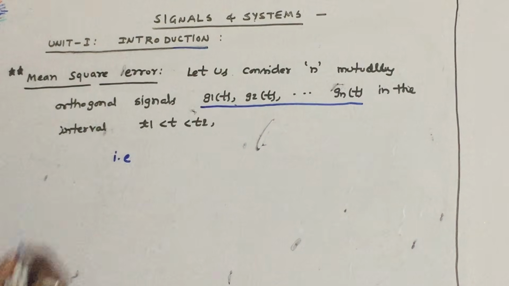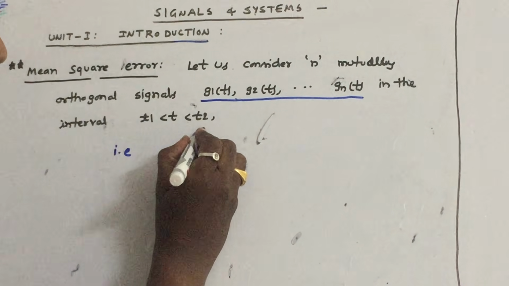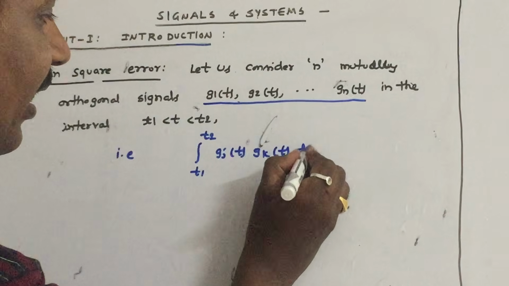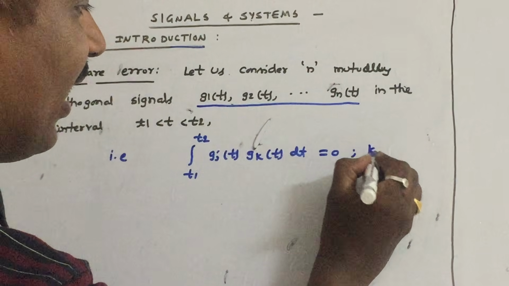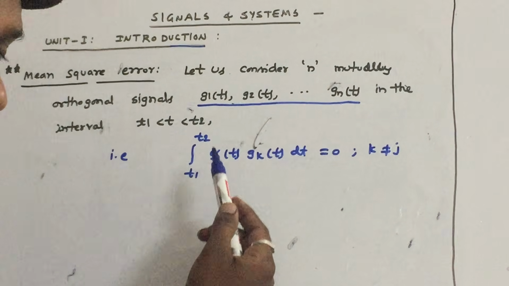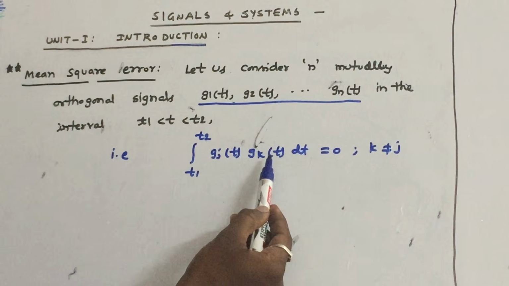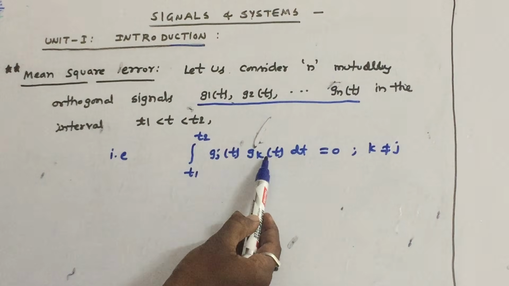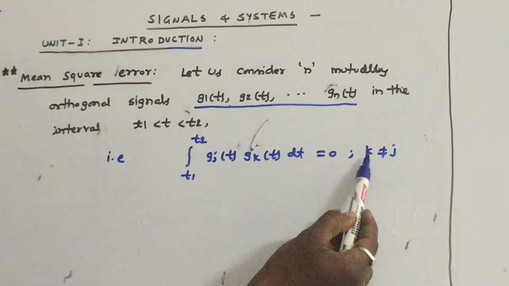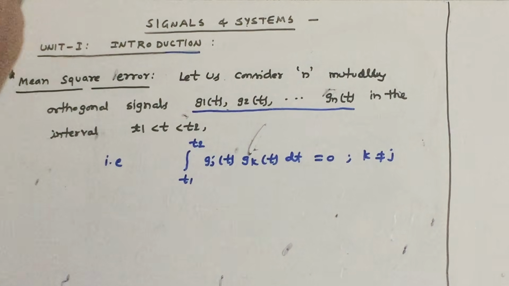When I say mutually orthogonal signals, from the definition of orthogonal signals, integral t1 to t2 gj of t into gk of t dt is equal to 0 for k not equal to j. As you know from the definition, when two functions are orthogonal, the integral of f1 of t into f2 of t dt from t1 to t2 is 0. Applying the same concept, g1 of t is orthogonal to g2 of t, g1 of t is orthogonal to g3 of t, and so on, as long as j is not equal to k. So the answer of this integration is 0.